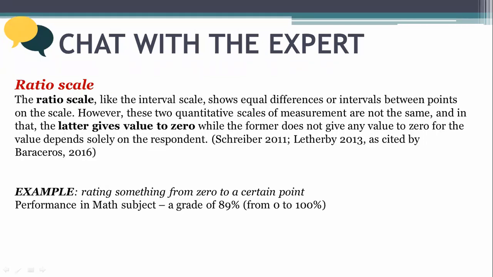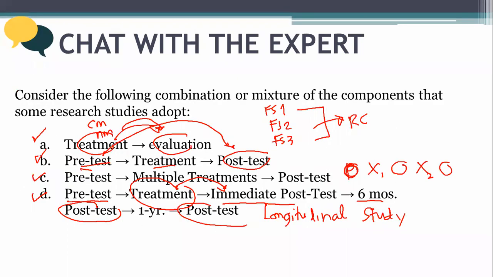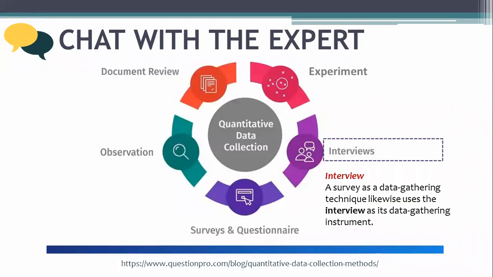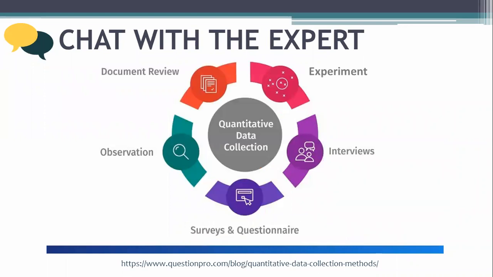Now, again, let's have a very brief review of our different quantitative data collection procedures. We can do it through observation. You can also do it through surveys. It can be through a questionnaire or through an interview, or an experiment. Oh, I forgot, the document review. How do you do the document review?